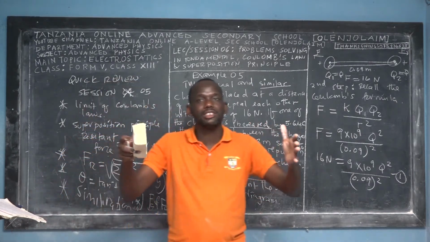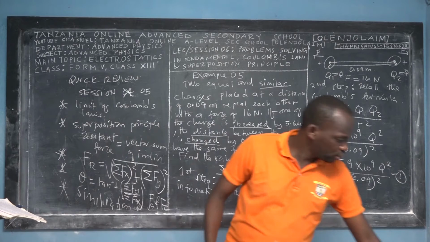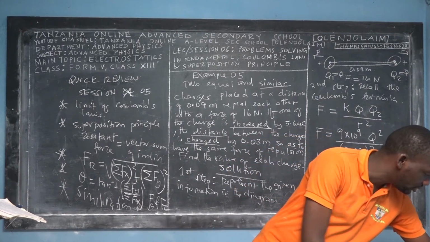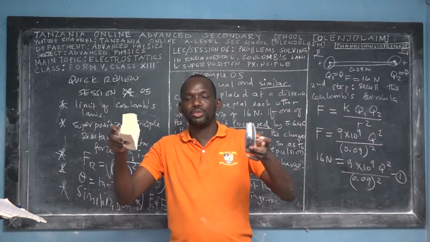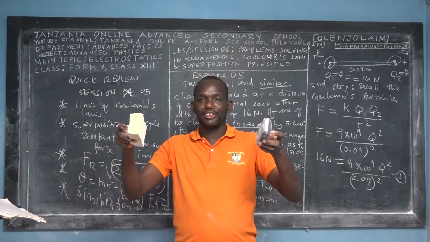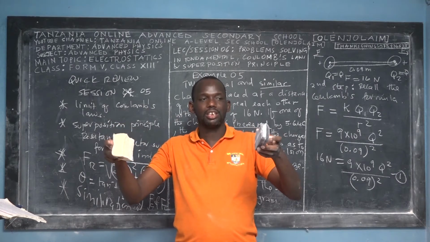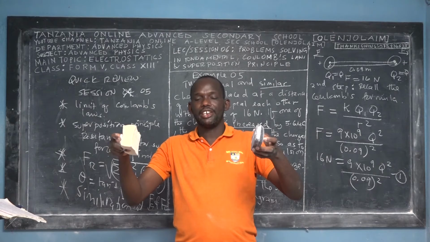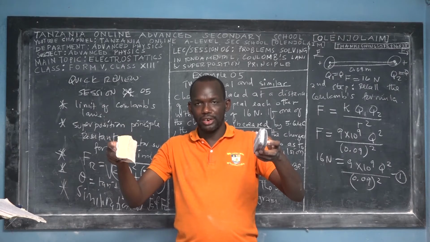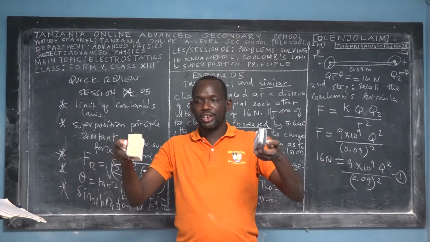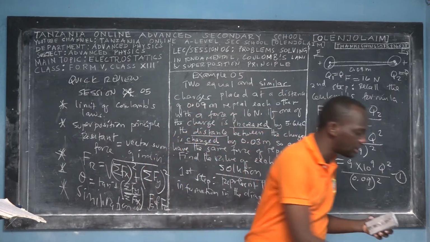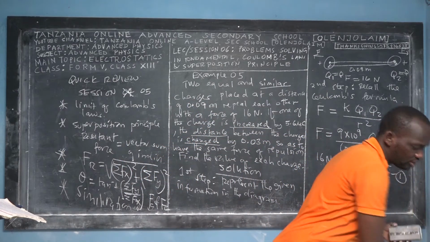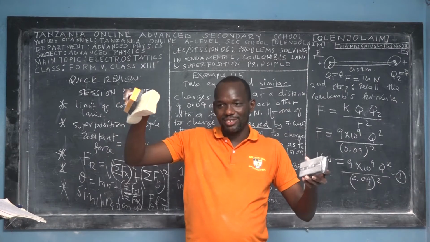Suppose that in the first situation, we have two point charges like this, and at first the magnitude of the charge is Q and Q, right? They have equal and similar charge. Again, the distance between them is 0.09. Then what happens? We increase this charge. Let me just give you the presentation. This now is a charge that we have increased.